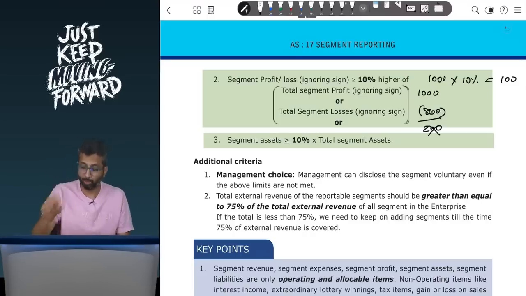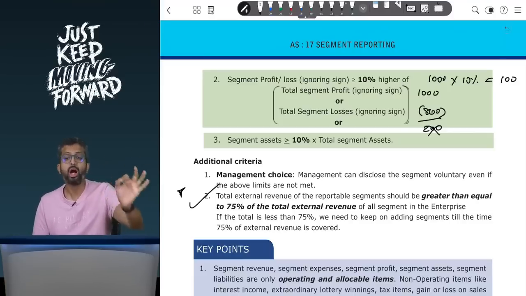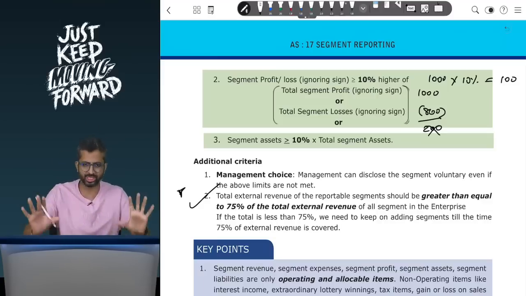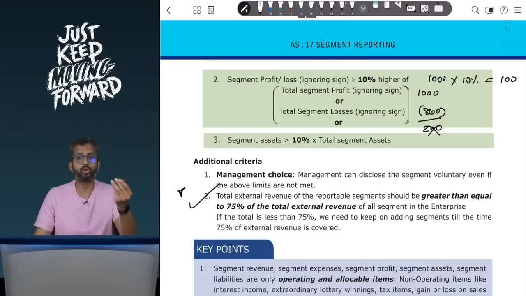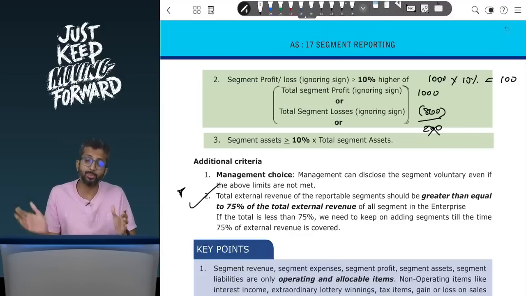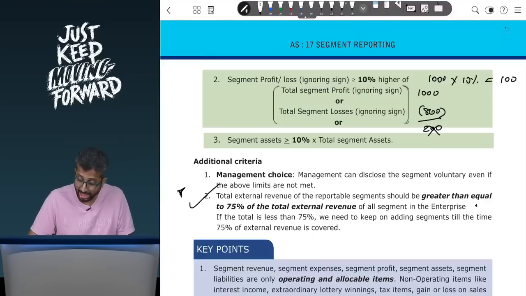But the most important of this will be the 75% criteria, the big picture test. That is, your segments that are selected should have a revenue, which is external revenue, which should cover at least 75% of the total external revenue. That is when you will say that that is a complete report. If your selected segments only constitute 60% of the external revenue, then you will keep on adding segments randomly till the time at least 75% of the external revenue is covered. This will almost always be a hidden adjustment that you have to check in your main exams.